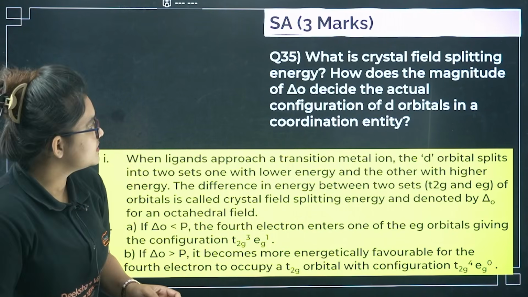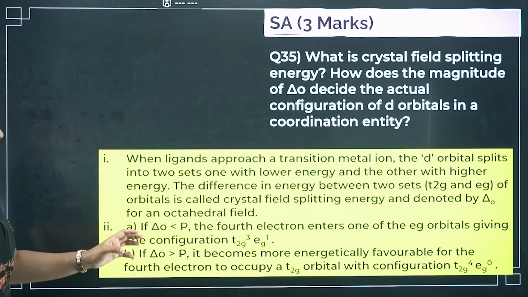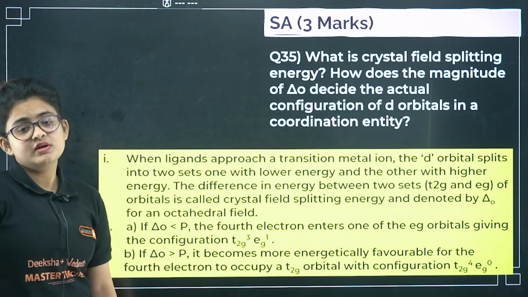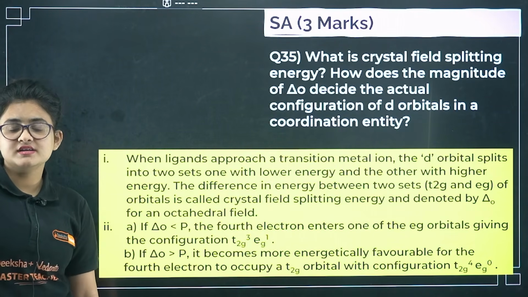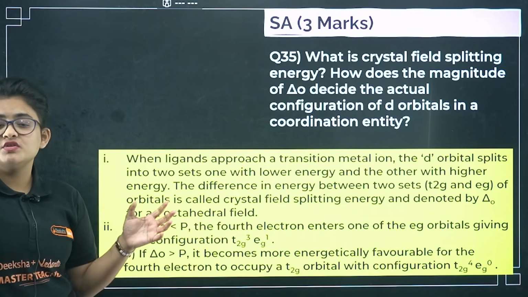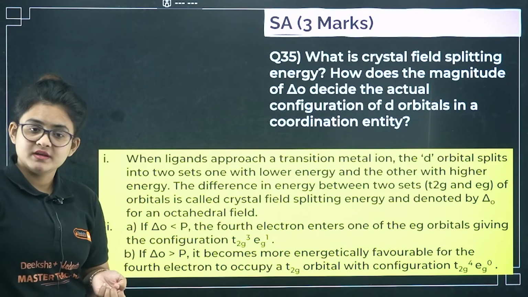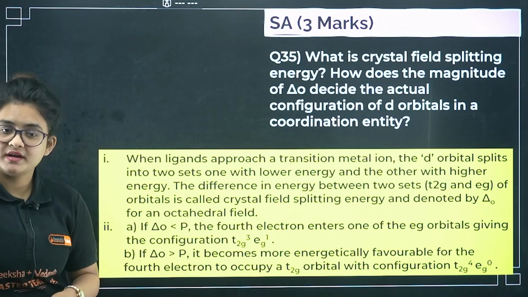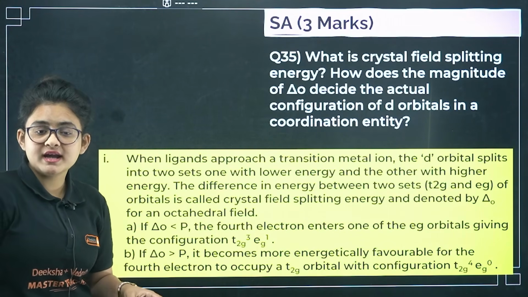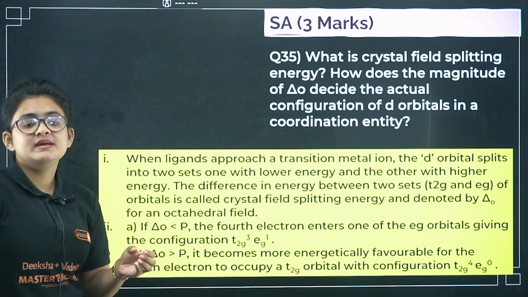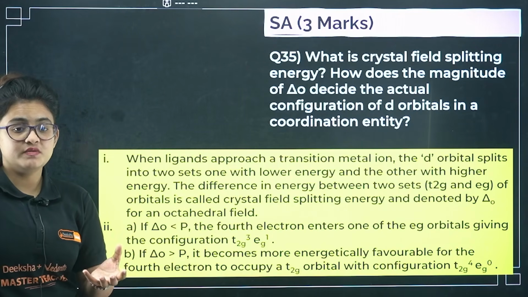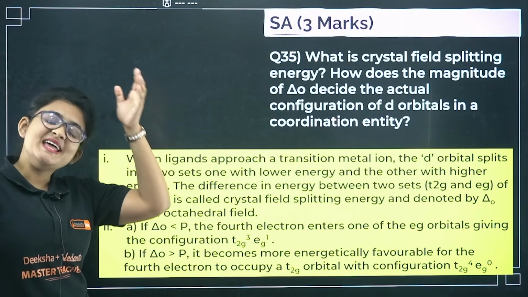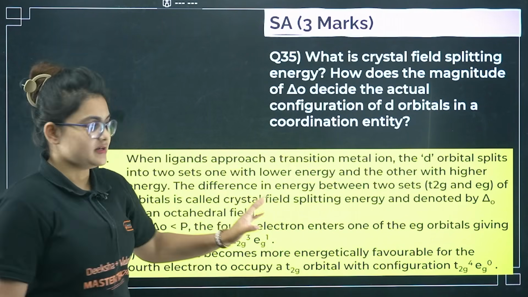Next, how does Δo decide? It depends upon the ligand that you are using. If you are using a strong field ligand, then splitting energy will be more than that of the pairing energy, right? Then pairing will take place in T2g, then the electron will go to the Eg. Next, if you are using a weak field ligand, then splitting energy will be lesser than the pairing energy, so the electron will go to the Eg first, then it will come to pairing. That's it. Let's proceed.